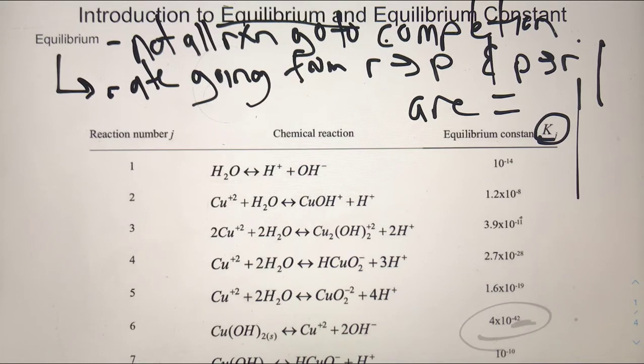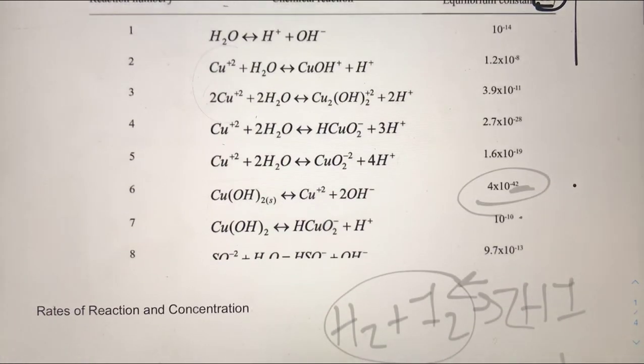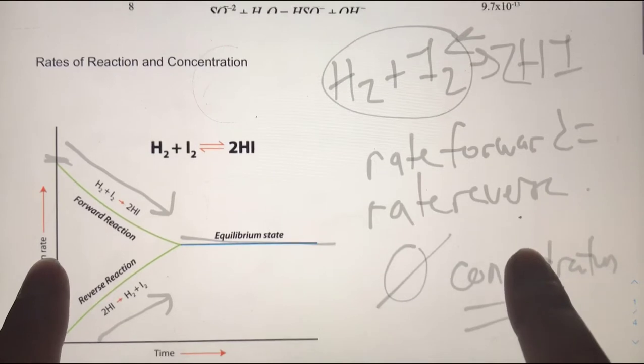So I just listed a couple of them here. These are all different chemical reactions, and you can see the equilibrium constant can be a very, very small number. But also notice that exponent. So don't be alarmed if you see really large exponents as you go through and calculate these. Okay? So just moving down here, let's talk a little bit about rates of reaction and concentration.